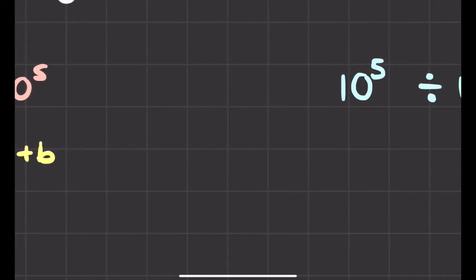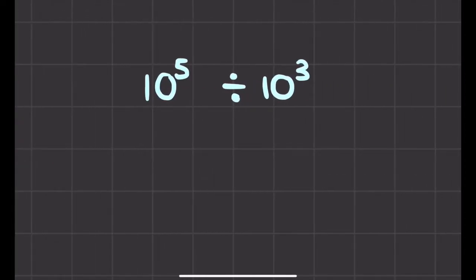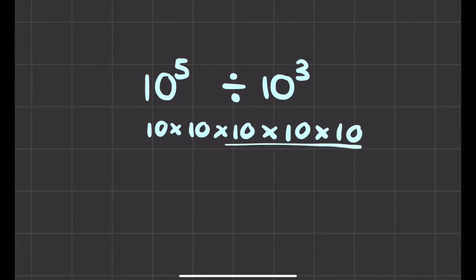We can do a similar thing for divisions. Okay, so if say I've got 10 to the power of 5 and I divide it by 10 to the power of 3, that's the same as this, isn't it? That's the same as having 10 times 10 times 10 times 10 times 10, divided by 10 to the power of 3, 10 times 10 times 10.